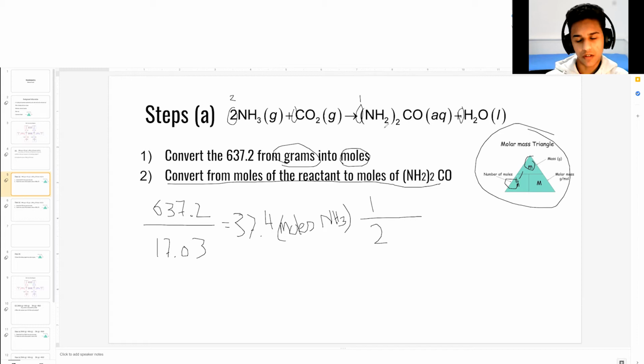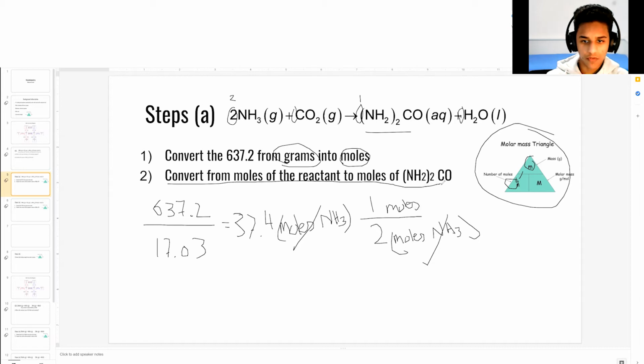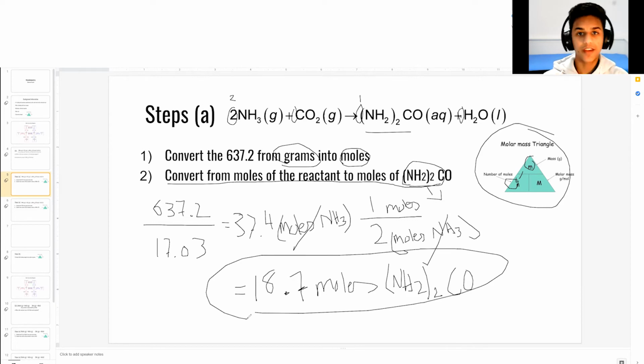Most of the time we write the product on top, so that's 1 mole of urea over 2 moles of NH3, so we can eliminate the moles of NH3, and what remains is moles of urea. I'm not going to write it because it's too long. So this will be 37.4 times 1 over 2, which is 18.7 moles of urea. That's not it, though.